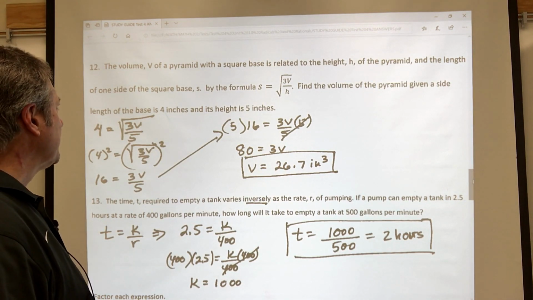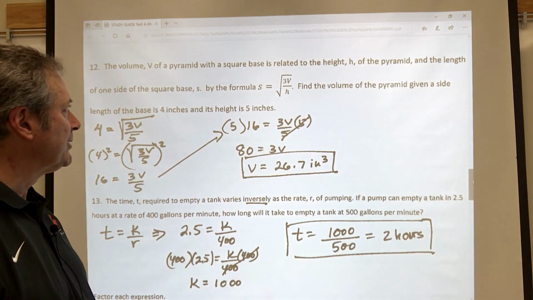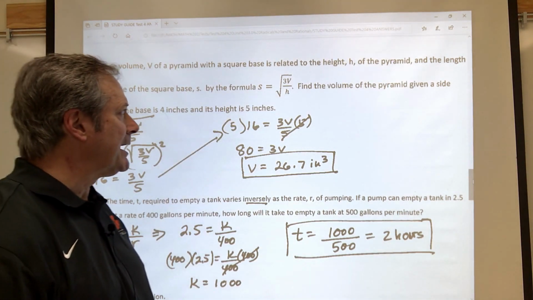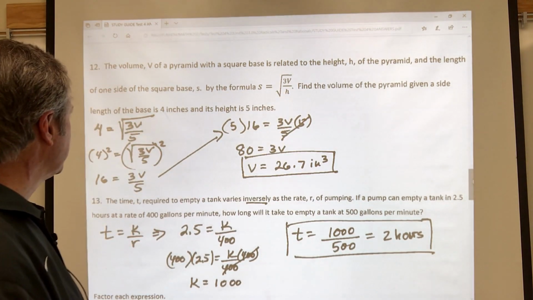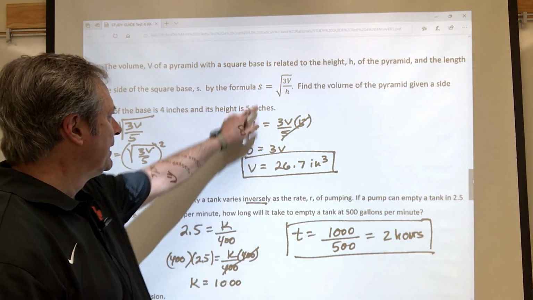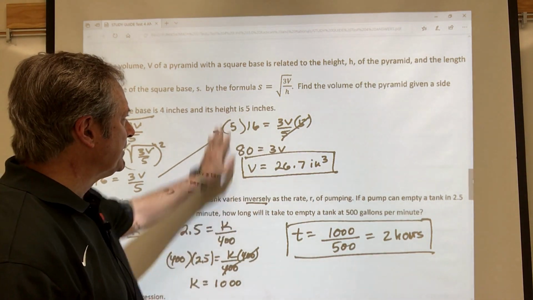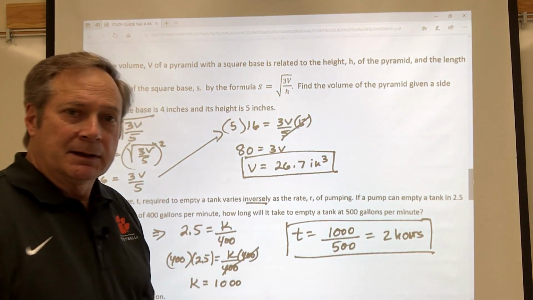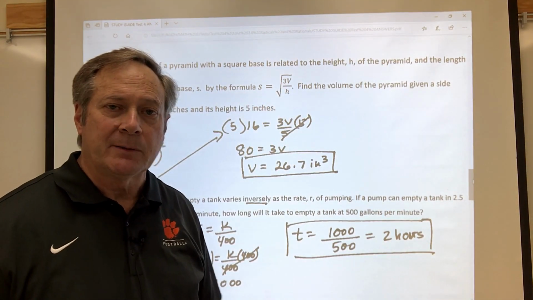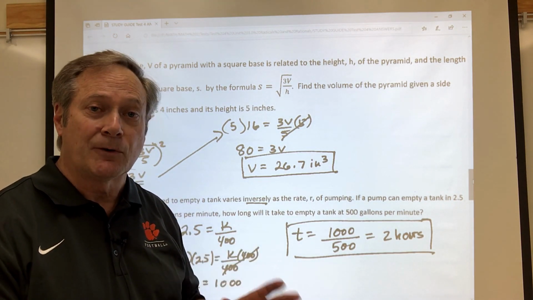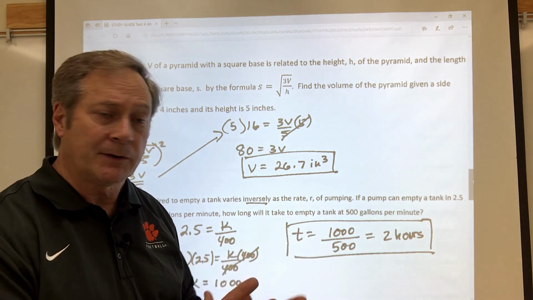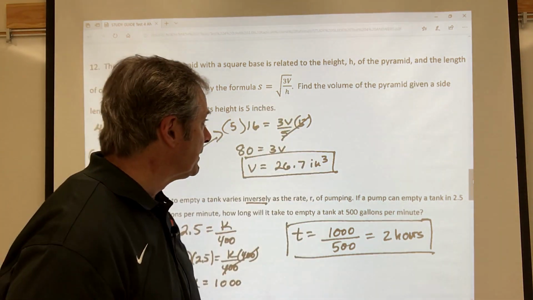All right, number 12, we have the volume of a pyramid with a square base is related to the height, h, of the pyramid, and the length of one side of the square base, s. And you've got this formula. Now, when I was in high school, sometimes I didn't understand all that was being said in the word problem, but once I saw a formula, I knew I had to work with that, whatever the rest of the problem meant. And the same thing is true here.